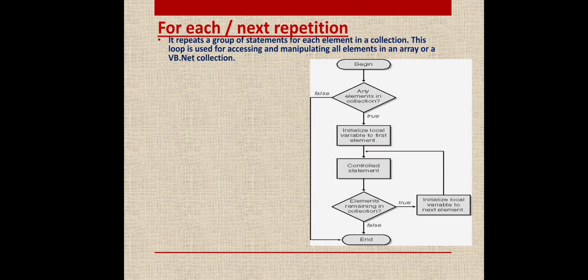How it works: we begin with the program and we check the array elements in a collection. If there are array elements, we initialize a local variable to the first element of the array, and after that the statement will get executed. If elements are still in the array, it will execute the statements again. Once there is no element in the array, the loop will get closed.